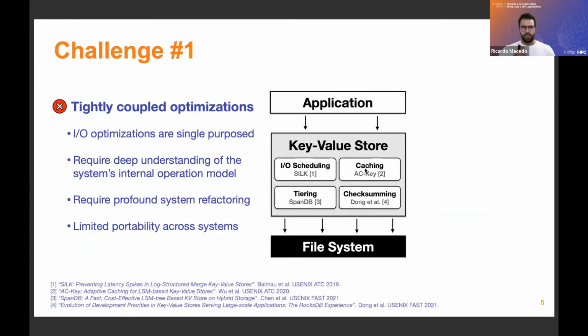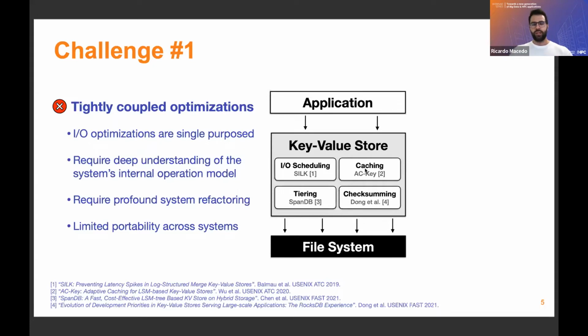The first challenge is that these optimizations are single purpose because they are implemented inside the layer that we are targeting. So these optimizations such as I/O schedulers, caches, tiering are implemented within applications, in this case, the key value store. And this raises some problems. First, it requires deep understanding of the system's internal operation model. Second, it requires a profound system refactoring, and we are talking about code bases that can have a few thousands of lines of code to millions of lines of code, and this is pretty complex. The third part is that when we do this, we are limiting the portability across systems.